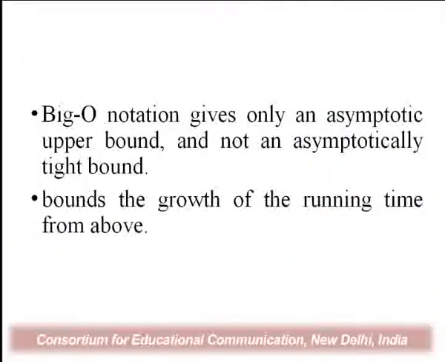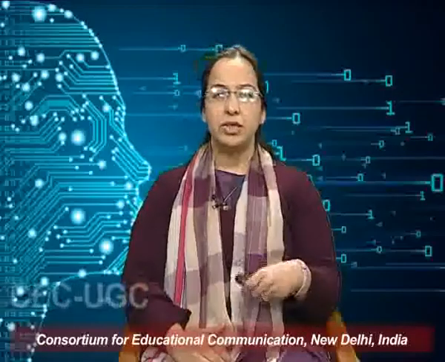So big O notation gives only the asymptotic upper bound, as big omega gives only the asymptotic lower bound, but again both are not tight bounds. Big O is going to give you the asymptotic upper bound, big omega is going to give me the asymptotic lower bound. They are not tight bounds. Big O bounds the growth of running time from above, big omega bounds the growth of running time from below.